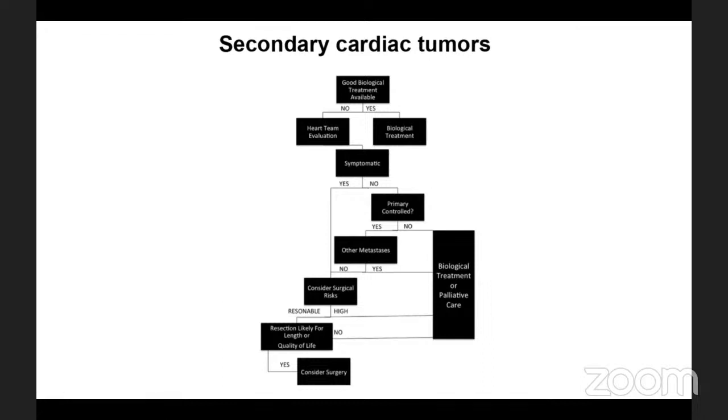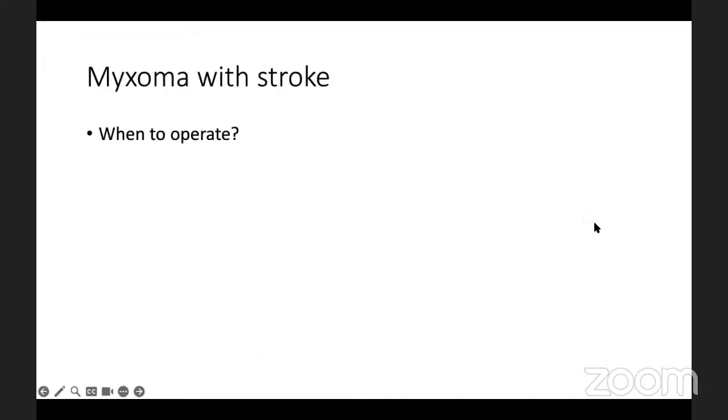Sometimes, in very rare cases, the tumor may be non-resectable, but the patient is very symptomatic. So on a rare occasion, we may accept to operate on a secondary metastasis to the heart just to debulk and improve the patient's symptoms so he can live a little bit better. Without taking a negative margin, it's just to debulk as much as possible, for example to open an outflow tract or a tricuspid or mitral valve, to allow better hemodynamics and symptom relief. So these are the two approaches.